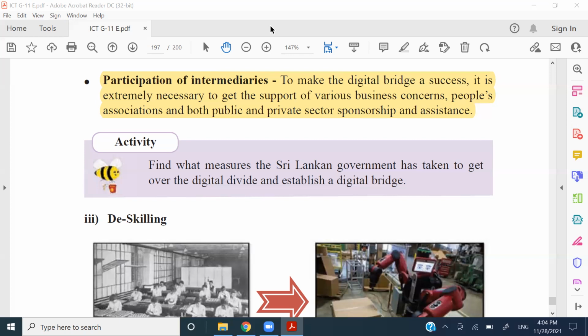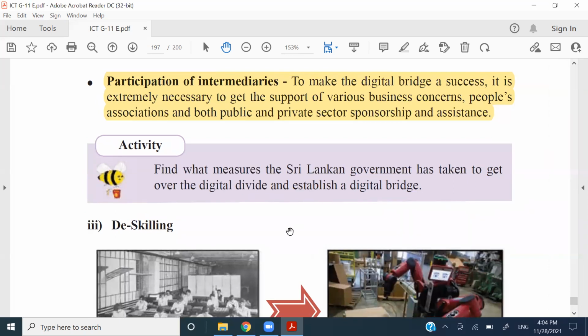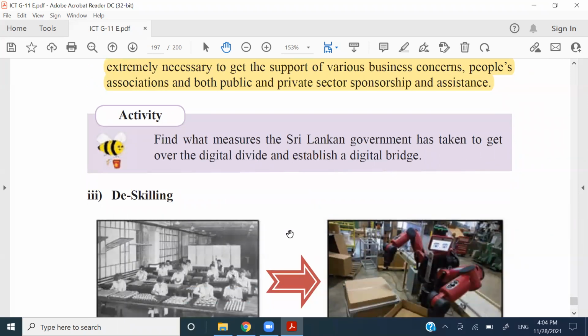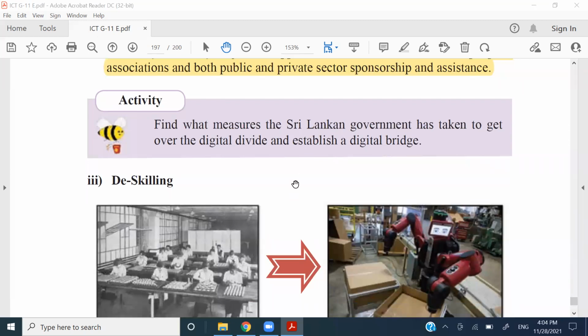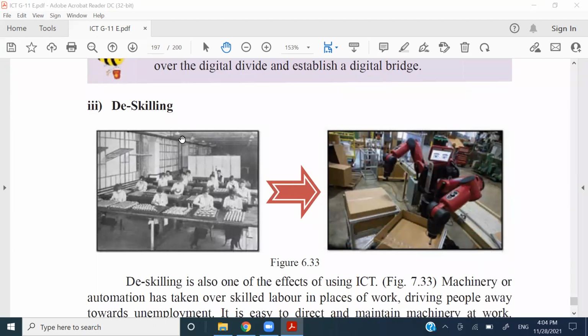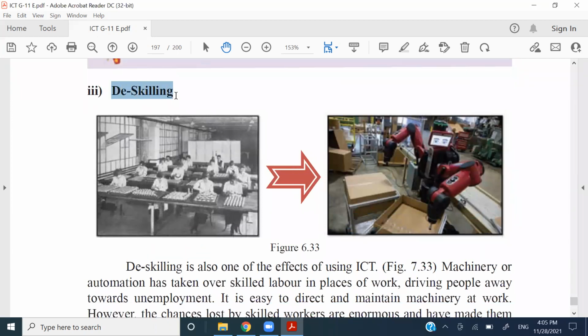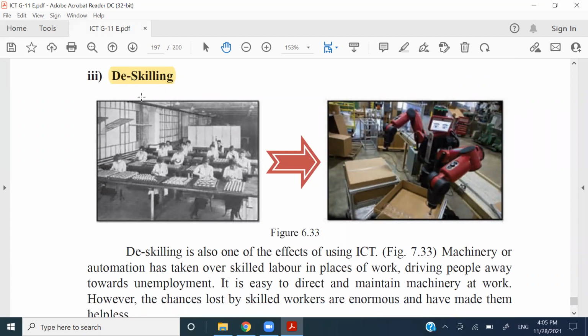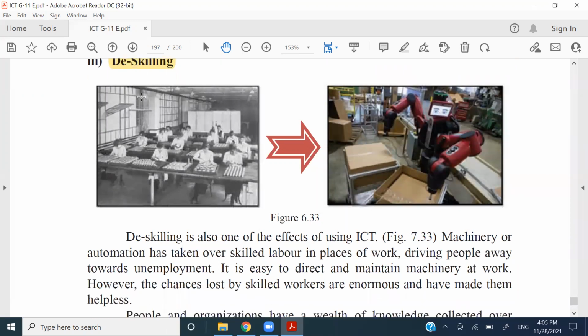Are we done, people? Okay, so moving to the de-skilling, right? You may have the third point. Actually, it's not going to be the third, it's going to be the second point because we haven't mentioned the digital bridge as the second point. We write it as a solution for the digital divide, right? Now, according to us, this is the second point, de-skilling, right?